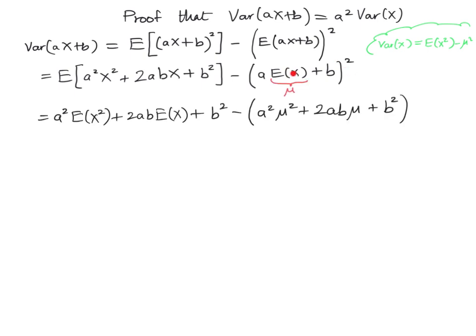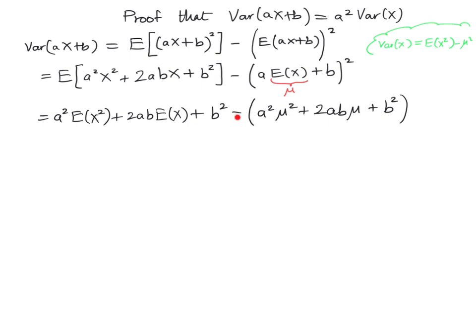Now recall that expected value of x is just mu. So here I'm going to pull out all these coefficients and the b squared. So a squared expected value of x squared, 2ab expected value of x plus b squared. And then here I'm going to square out this a mu plus b to get a squared mu squared plus 2ab mu plus b squared.